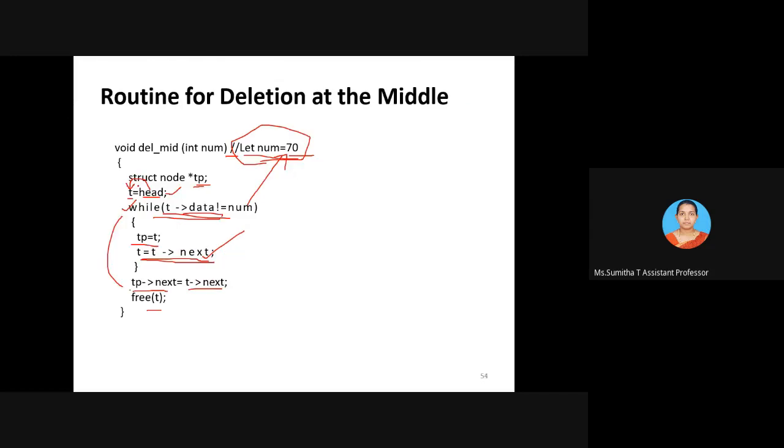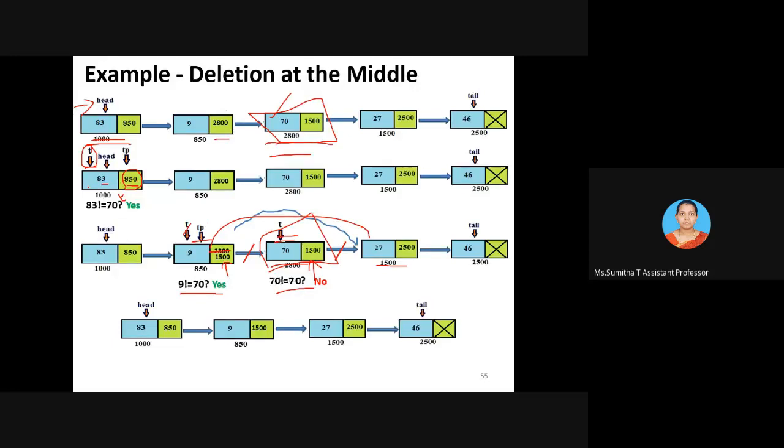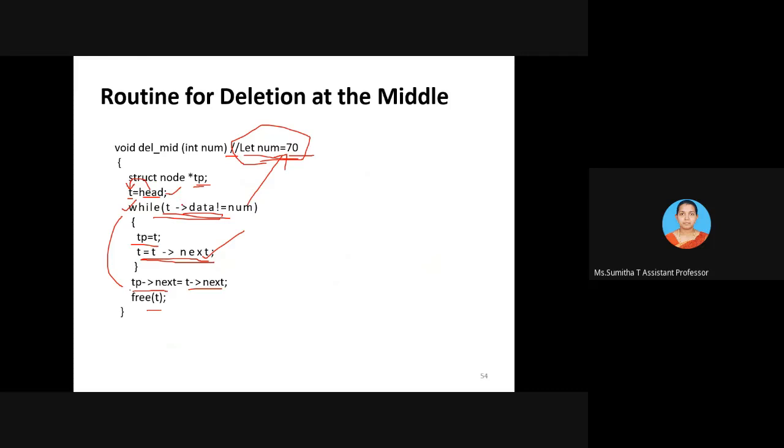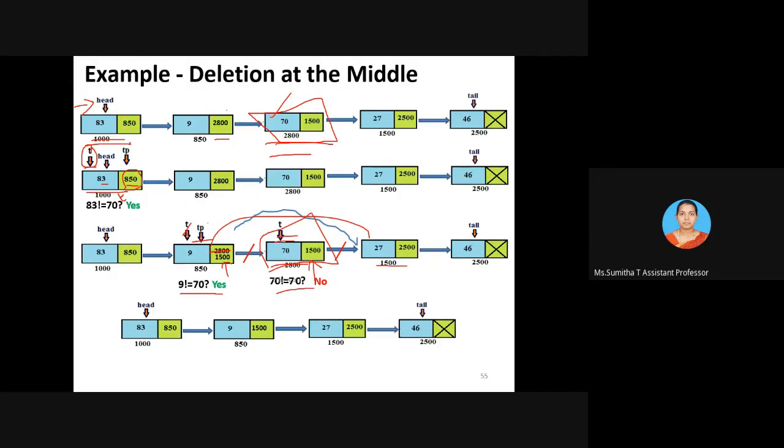Here I am coming to the while loop. In this while loop I'm checking one condition, which is t of data not equal to num. Now t is placed at the first node, right? I'm going to check t of data. What is the t of data? This is the t node. Then what is the t of data?